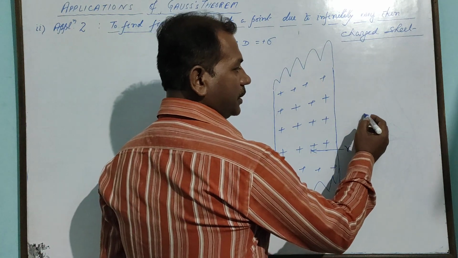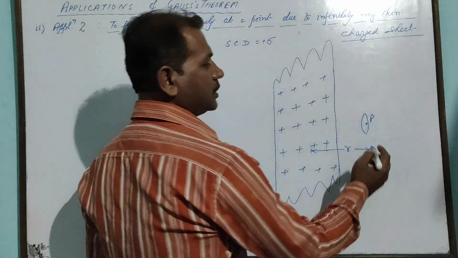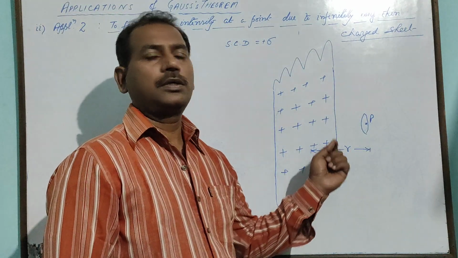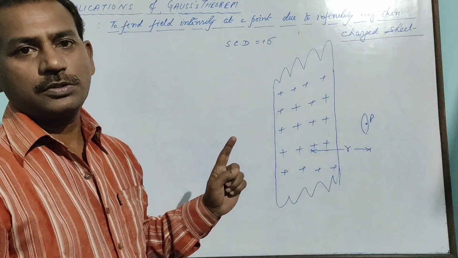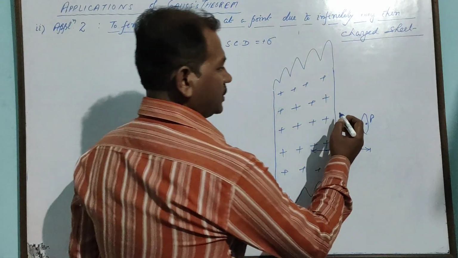again, to find the field intensity here we have to plot a Gaussian surface. Why do we plot a Gaussian surface? Because we don't know the formula to find the field intensity here for an infinitely long thin charge sheet. So let's draw.